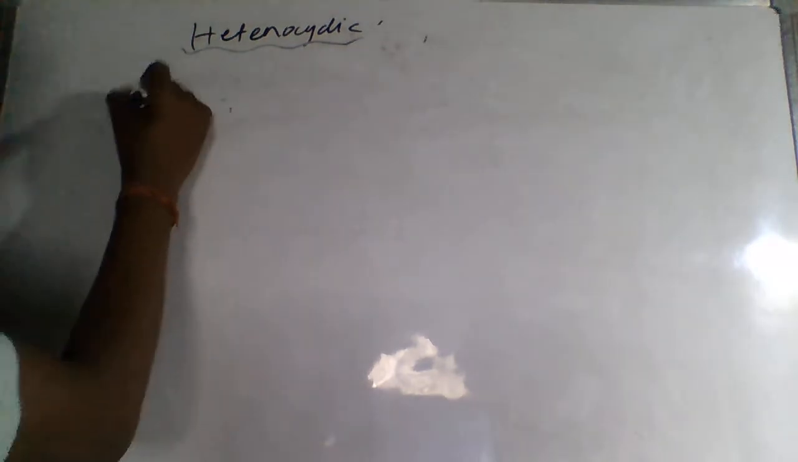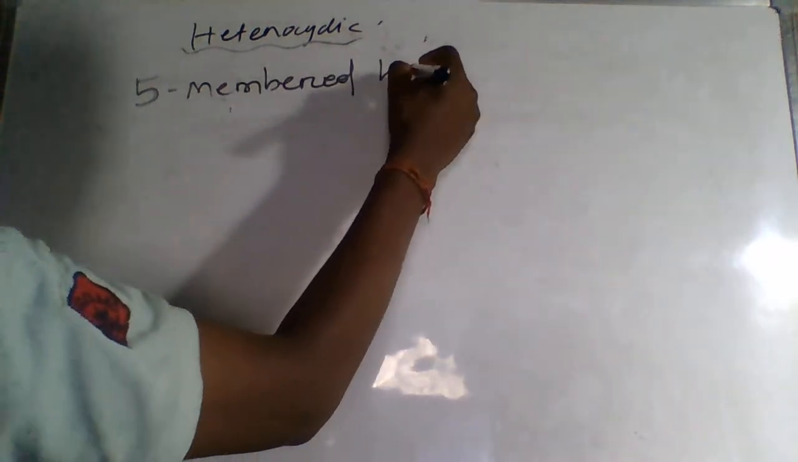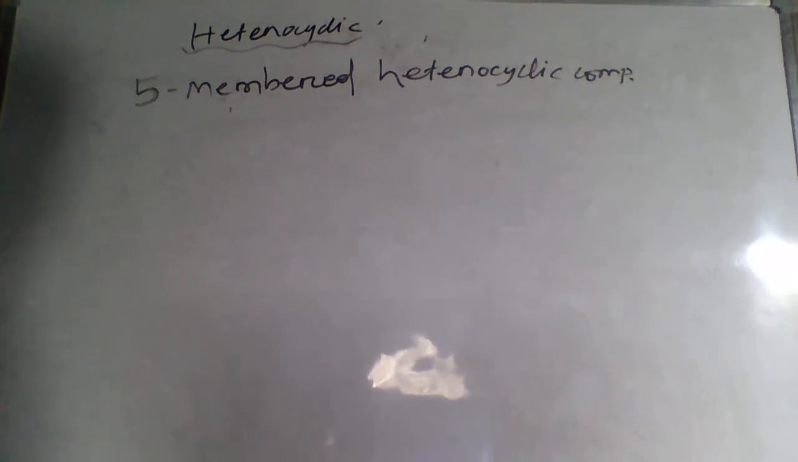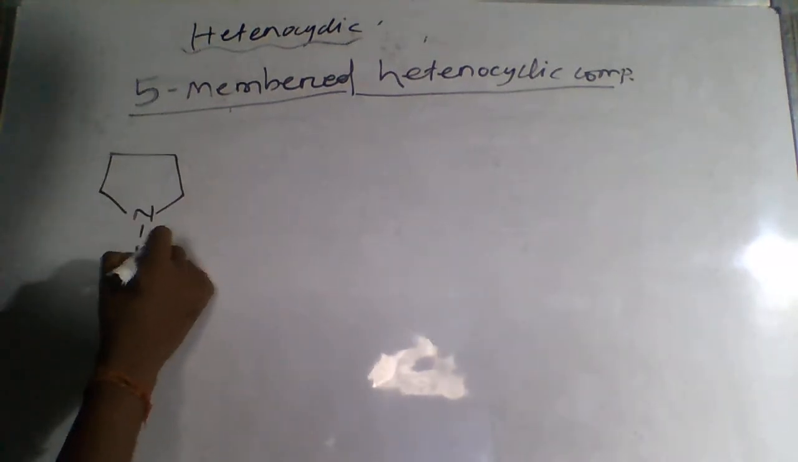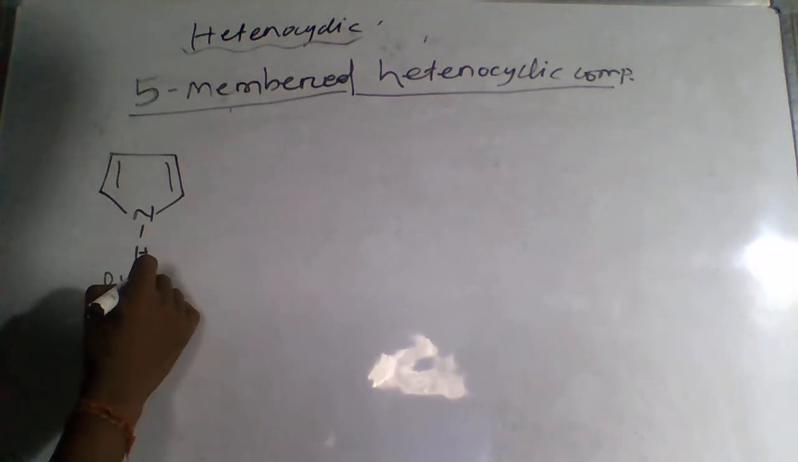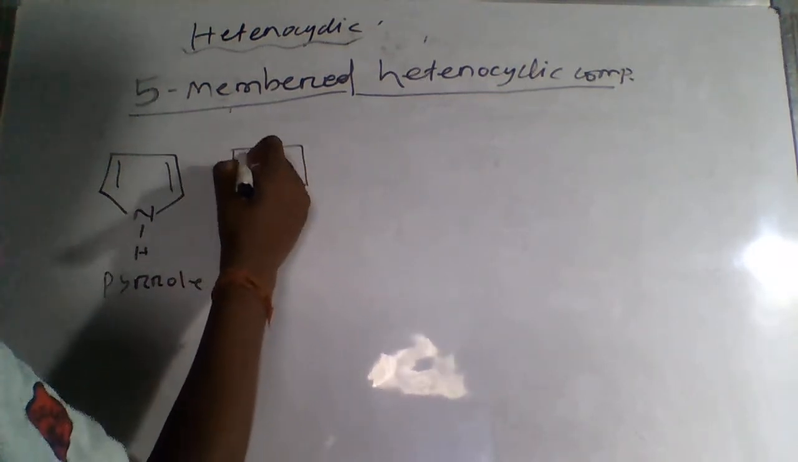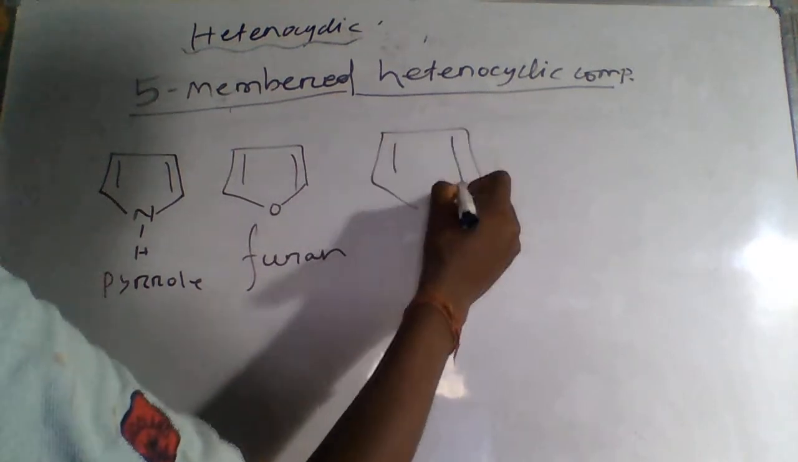Generally, I will discuss 5-member and 6-member heterocyclic compounds. Here we'll see some examples of 5-member and 6-member heterocyclic compounds. 5-member. This is pyrrole. When the heteroatom is nitrogen, it is pyrrole. When the heteroatom is oxygen, it is furan. When the heteroatom is sulfur, it is called thiophene.